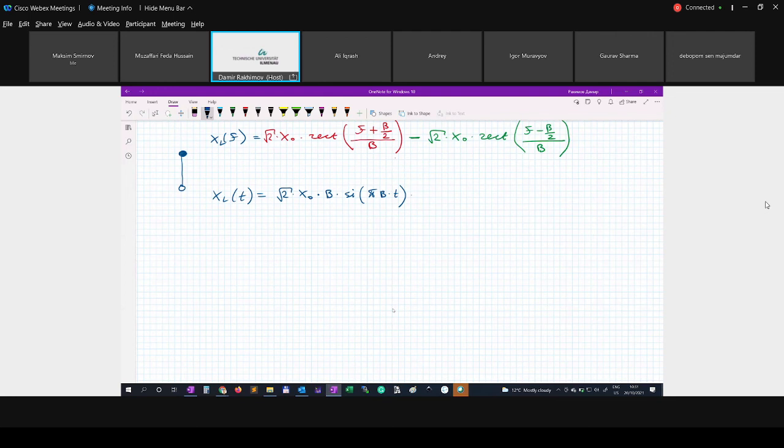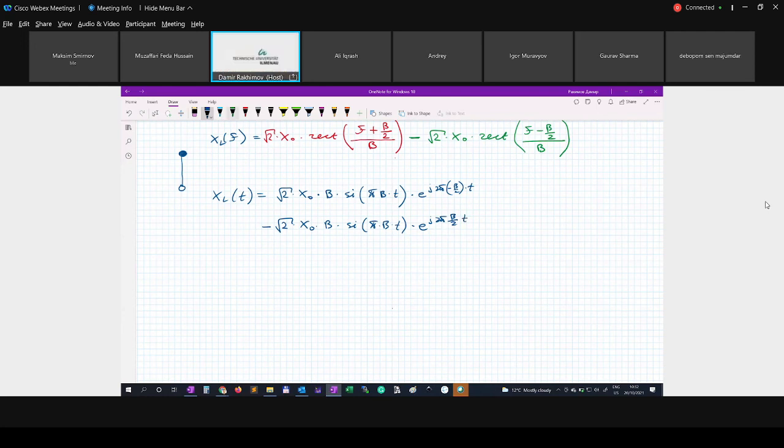So we have times exponential function j 2 pi b by 2 minus b by 2 times t. Okay, and second we have minus square root of 2 x0 times capital B times psi function pi capital B times t times another shift. But in this case, we have shift 2 pi capital B by 2 times t. This is how our signal will look like.